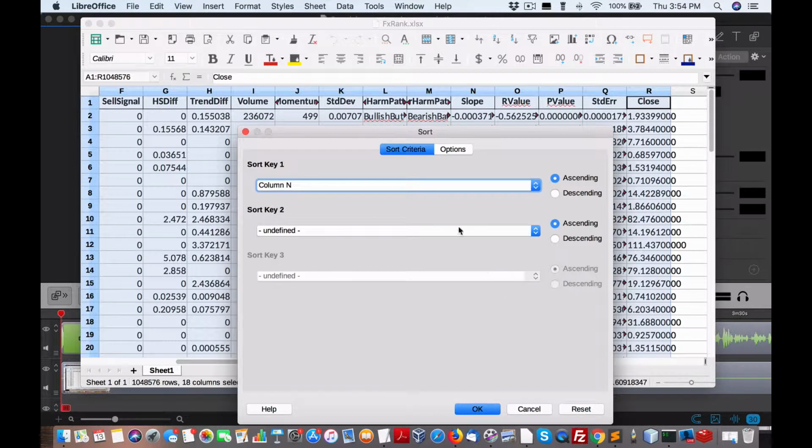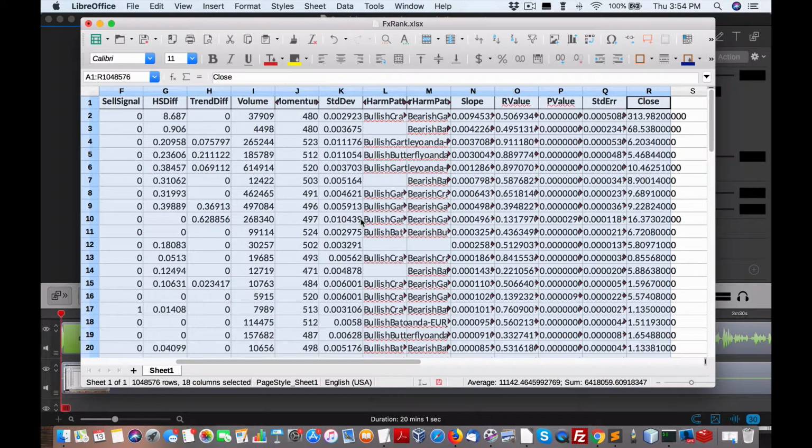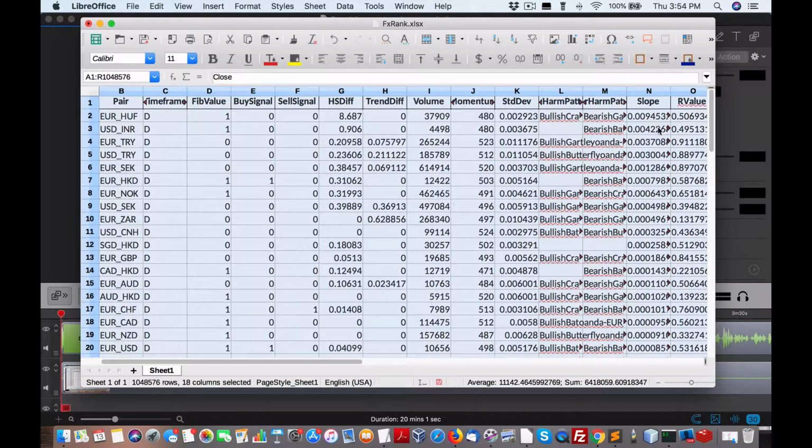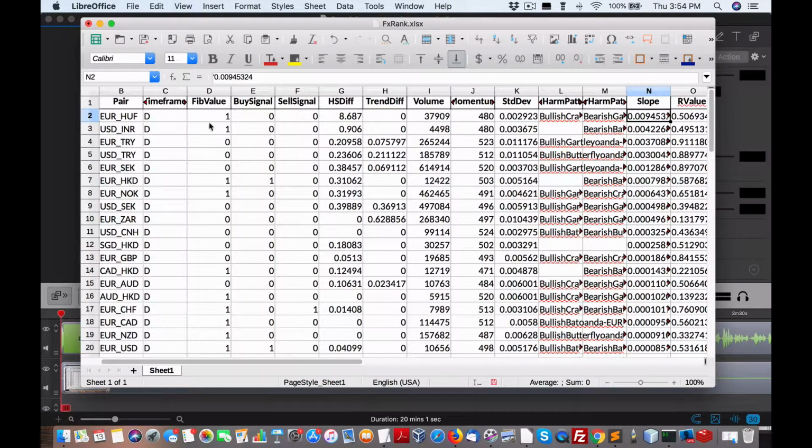So N being the slope, doing descending. Again, I know people will say, "Oh, there's a better way to do that." Yes, I'm aware of that. Thank you, but this is how I do it. Anyways, here's the slope. So this will tell you who's been having the highest performing. The Euro Huff, followed by the USD INR. And then the Euro, Turkish Lira, USD, Turkish Lira, and then the European Swedish Krone.